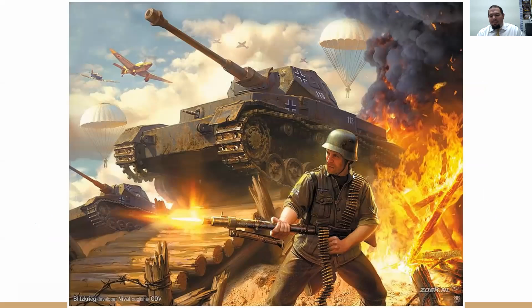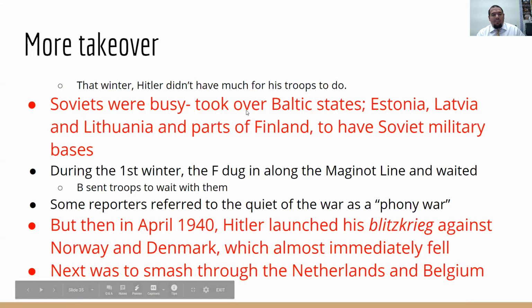All right, so this is a representation. I Googled blitzkrieg a long time ago, and this kind of shows airplanes, tanks, and soldiers. I think this is actually a game. It says blitzkrieg developer. Who knows? All right, so you get the picture of what a blitzkrieg is.